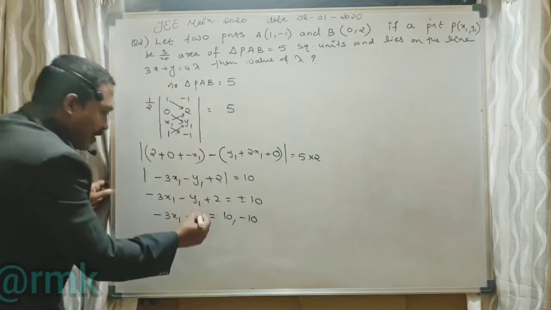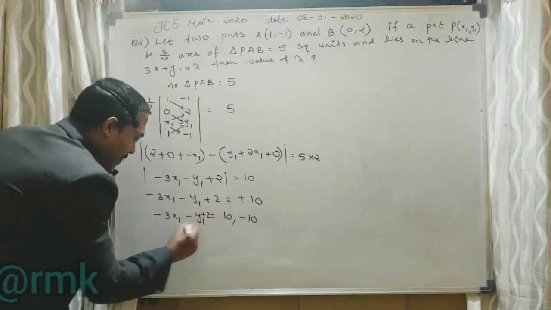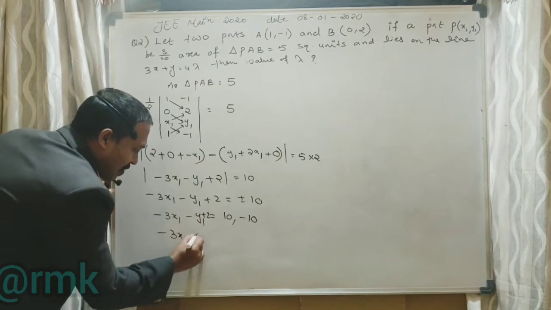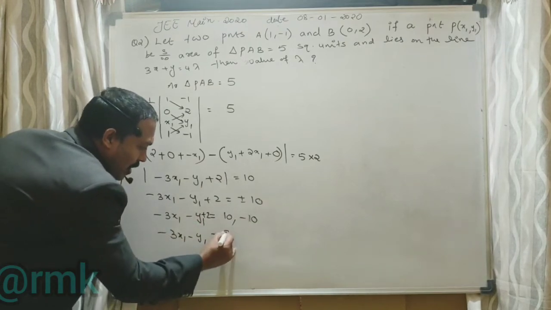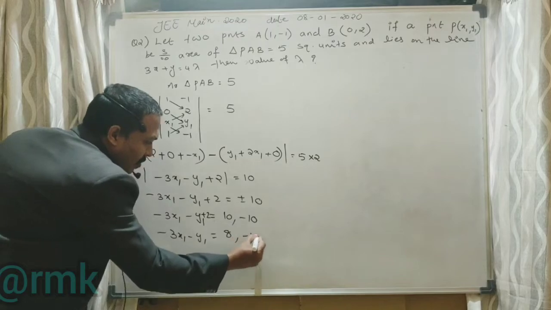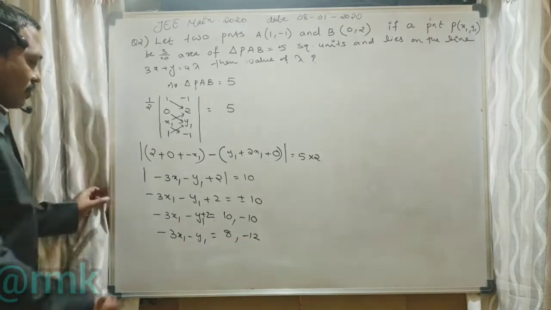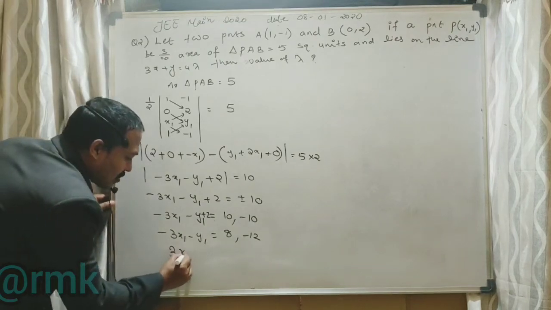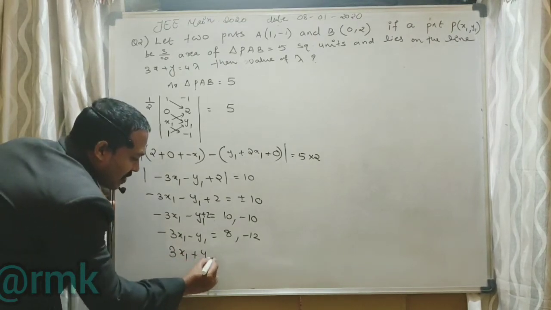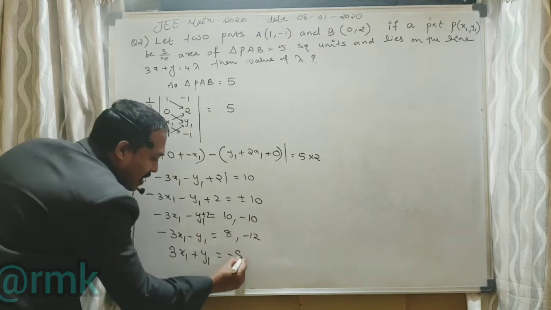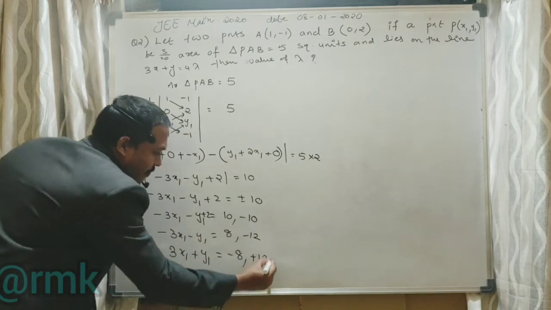Converting the plus 2 to the other side, minus 3x1 minus y1 is equal to 8 or minus 12. Multiplying by negative, simply it is 3x1 plus y1 is equal to minus 8 or plus 12.